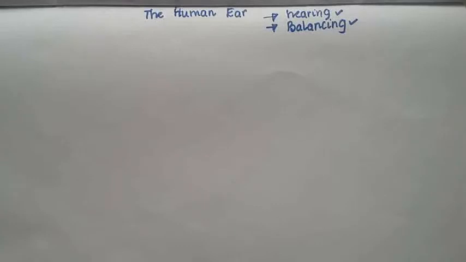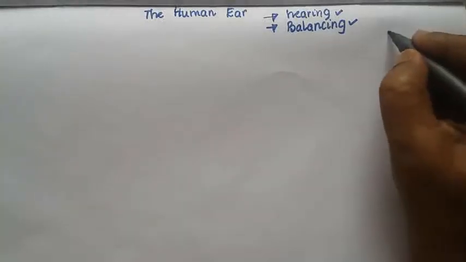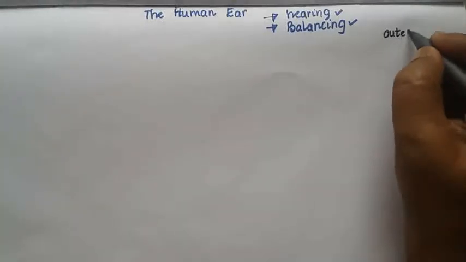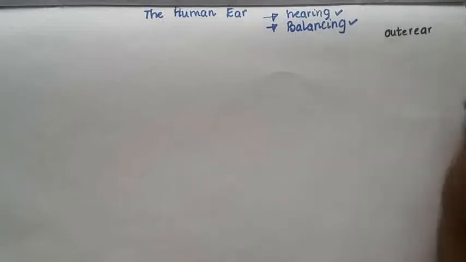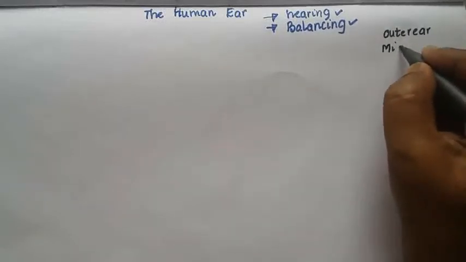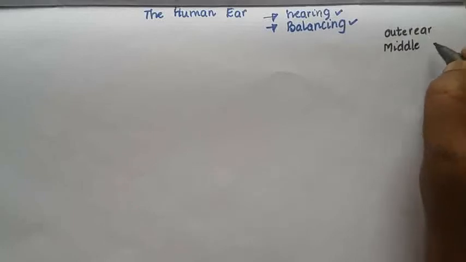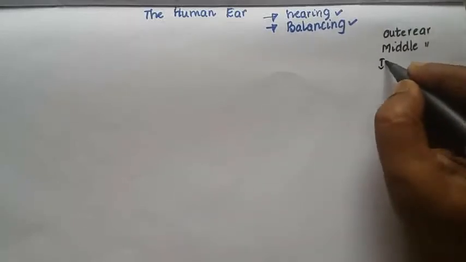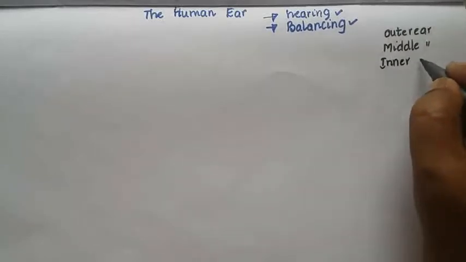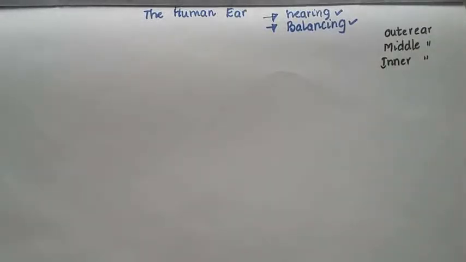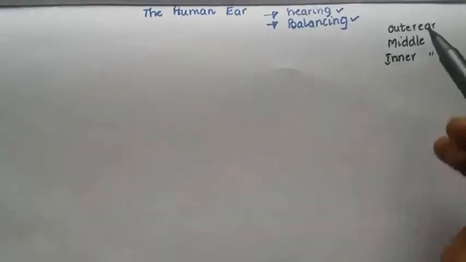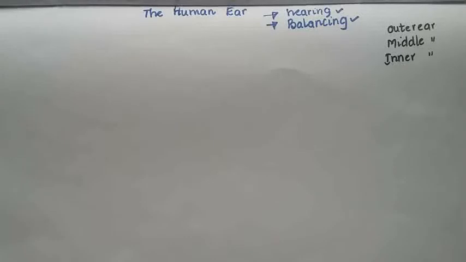The ear can be divided into three parts, such as outer ear, middle ear and inner ear. Now let us start with the outer ear. The outer ear comprises three parts.